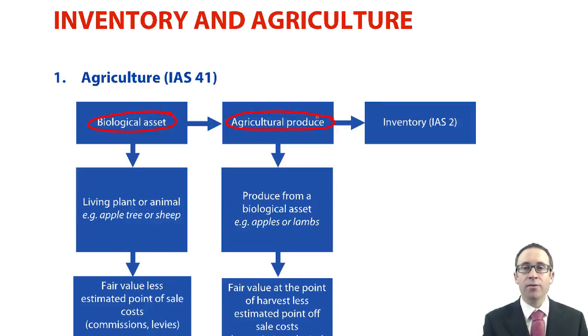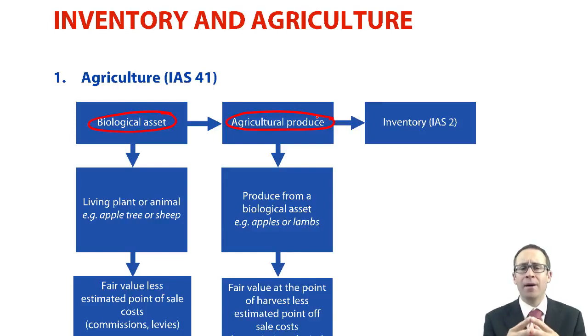Okay, so let's think about what we have with regards to a biological asset. A biological asset is any living plant or animal. So you're involved in agricultural activity. You have your cows, you have your sheep if you're involved in livestock, or maybe you have your trees or your wheat or your sugar cane. It's a living plant or animal.